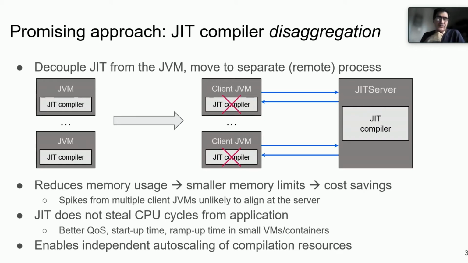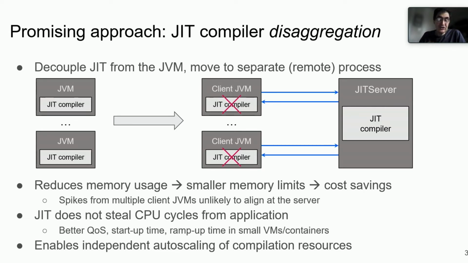So what are the advantages of such a solution? Well, those memory spikes that you saw on the previous slide are now completely gone. This means that we can use smaller memory limits for our containers, which in turn means cost savings. And these savings are realized even after we account for the memory consumed by the server itself. This is possible because memory consumption peaks from different applications typically don't align at the server. On the CPU front, the JIT compiler no longer steals cycles from the Java application threads. So startup time, ramp-up time, and quality of service all improve, especially in constrained environments.